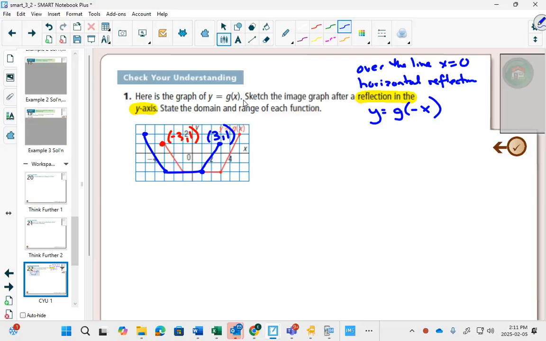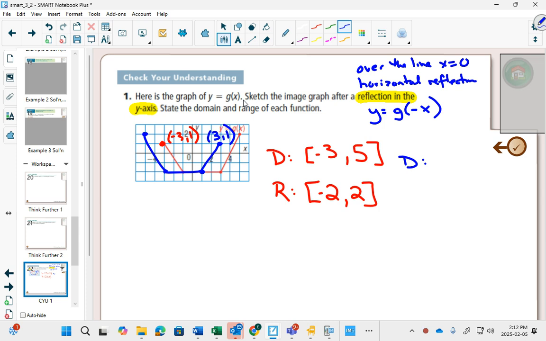So then, domain and range: the original one's domain has the smallest value of -3 and the biggest value of 5. My original range had a smallest value of -2 and the biggest value of +2. On my blue graph, now my smallest x value is -5 and my biggest value is +3. And on my blue graph, my smallest y value is -2, and my biggest y value is +2.